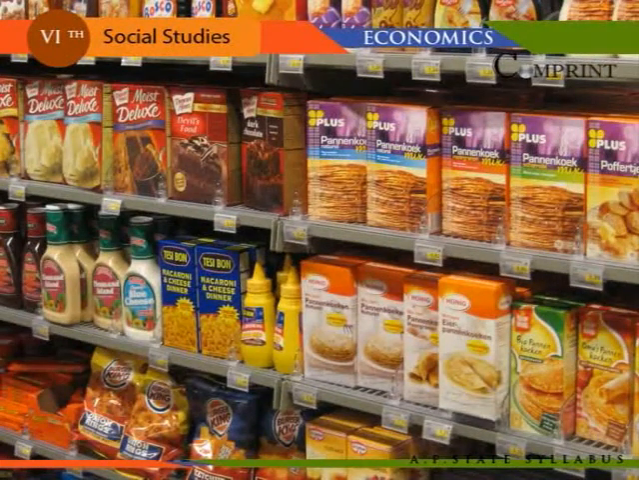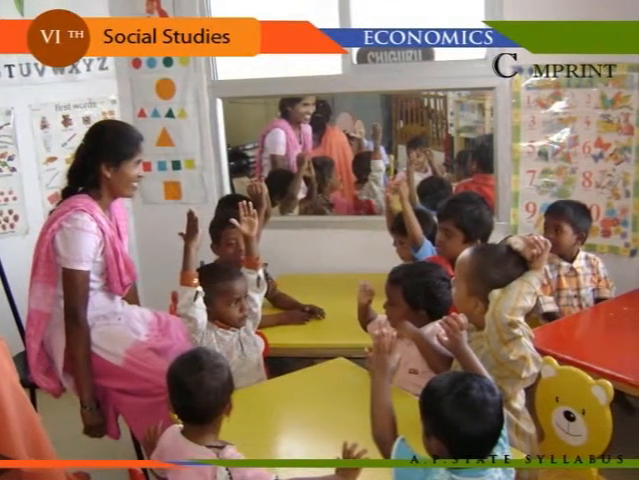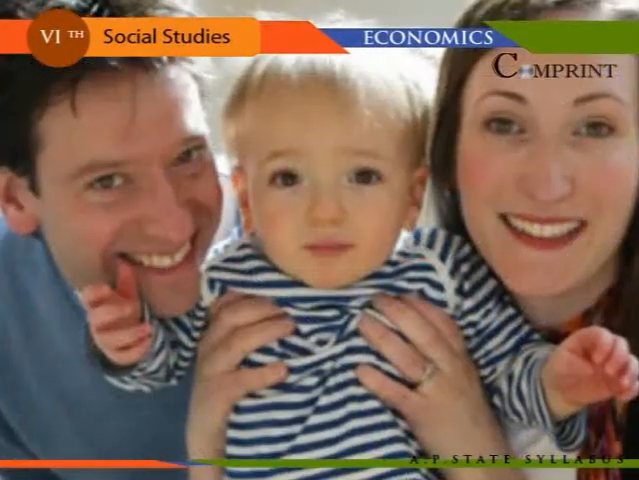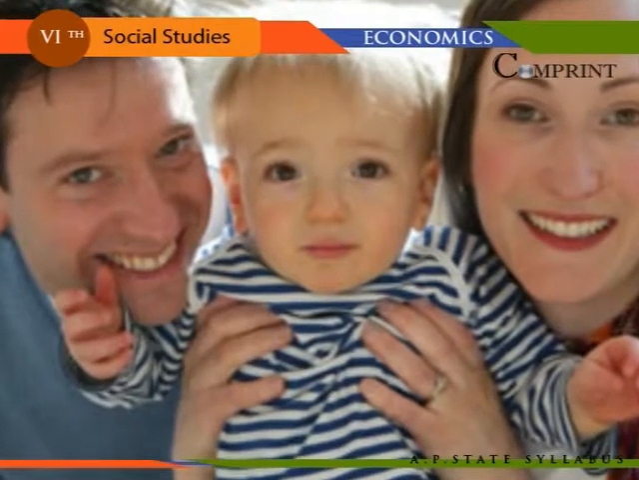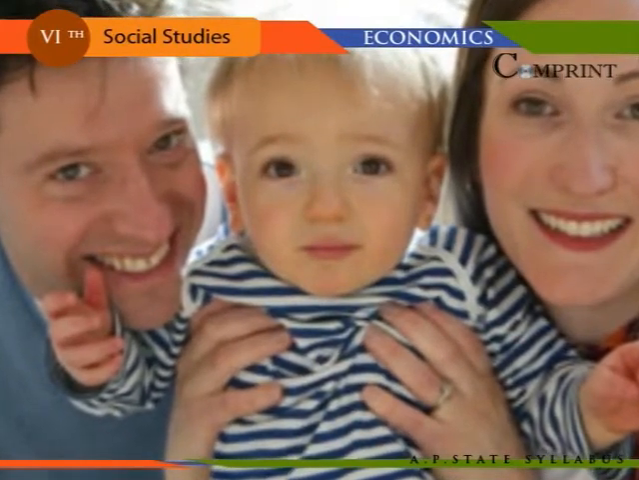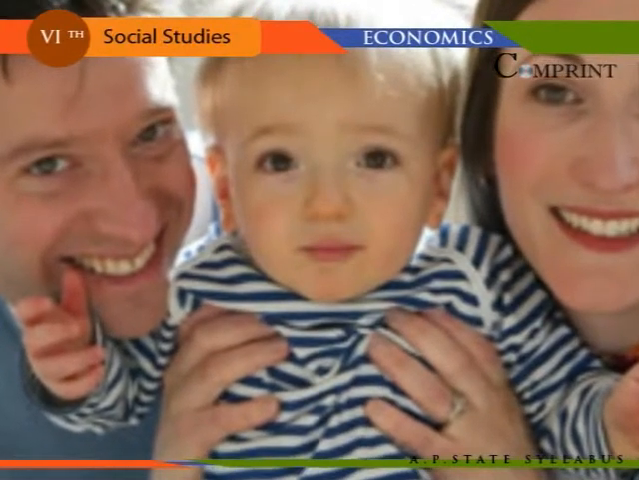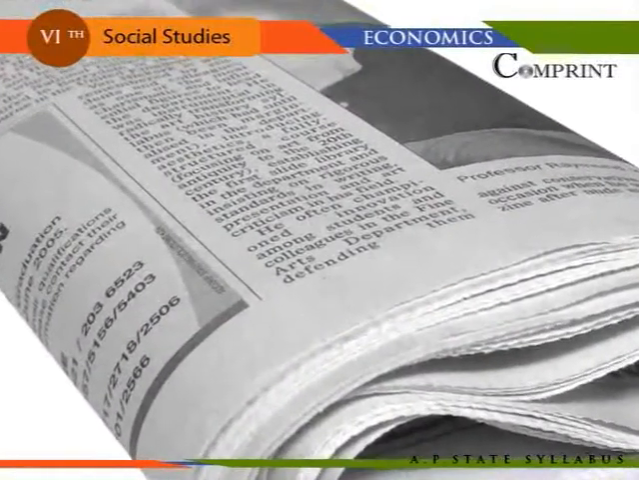Production means not only the physical goods that are produced, but also the services rendered by doctors, teachers, etc. We are getting the services of our parents at home for which no price is paid. The services which are not paid for are known as free services, whereas price paid services are known as economic services.